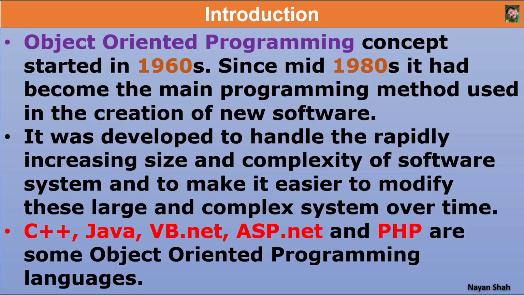Object-oriented programming was developed to handle the rapidly increasing size and complexity of software systems. What was the reason why the object-oriented programming concept started? The main reason was to handle the rapidly increasing size and complexity of software. See, as hardware started enhancing, previously there were only monochrome monitors, then grayscale monitors, then color monitors, then true color monitors, LCD monitors, LED monitors.